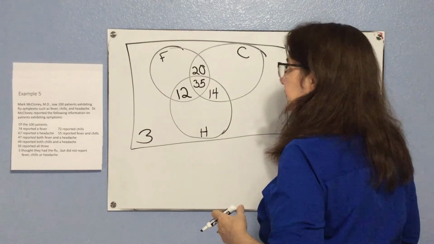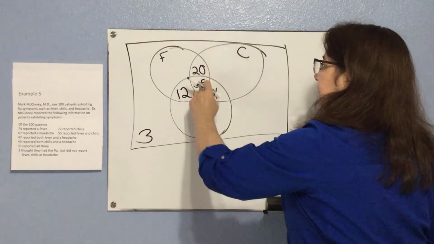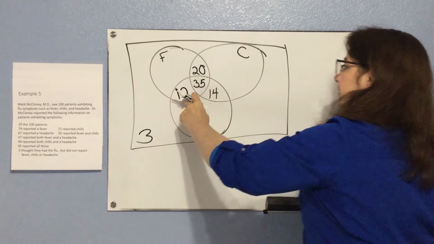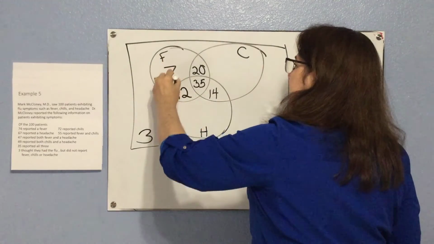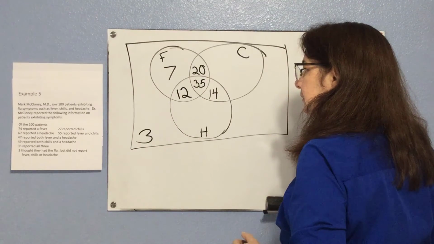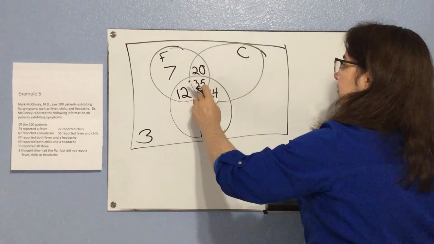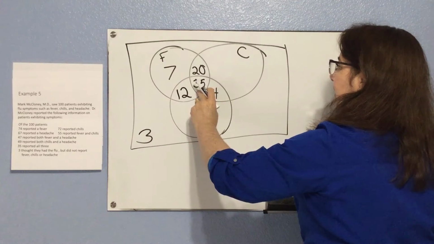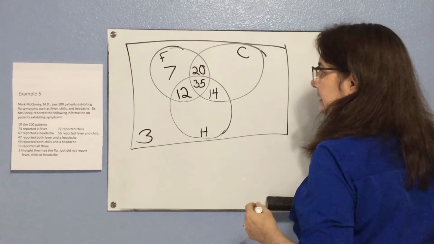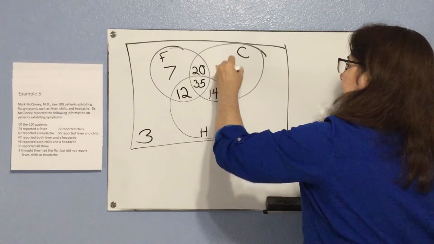Now we can go back up to the single symptoms. It started with 74 reported a fever. Well, this is 55, and another 12 would be 67. So to get to 74, I only need 7 more. And then 72 reported chills. So now I'm going to look at 20 and 35 is 55 plus 14 would be an additional 69. And so to get to 72, I only need 3 here.